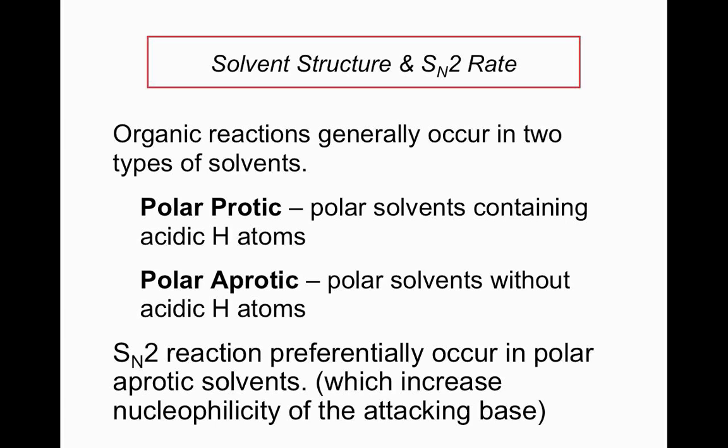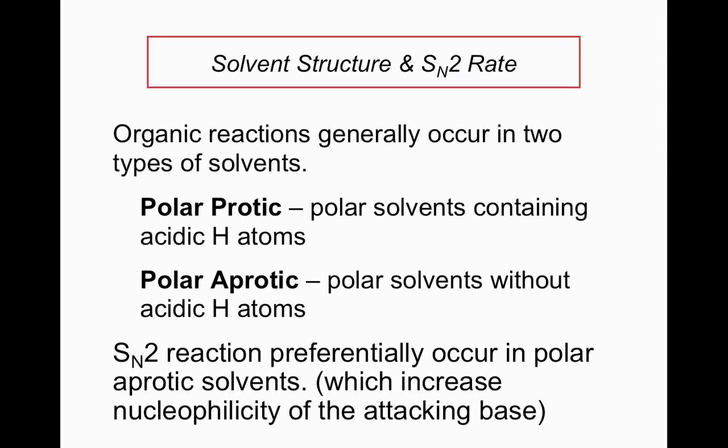In general, all organic reactions you'll learn in this class will occur in two types of solvents. Polar protic solvents, these are polar solvents that contain acidic protons in them, and polar aprotic solvents, these are polar solvents that do not contain any acidic protons in them. In general, SN2 reactions preferentially occur in polar aprotic solvents. Polar aprotic solvents prefer SN2 reactions.